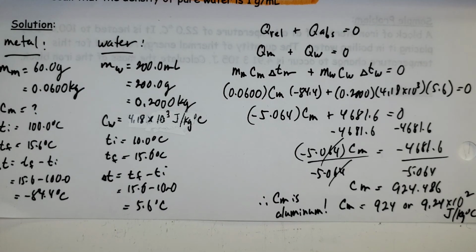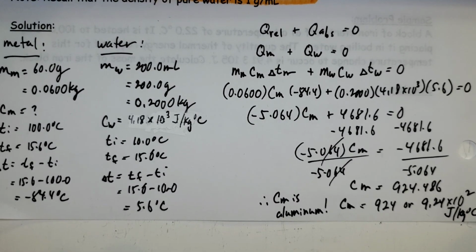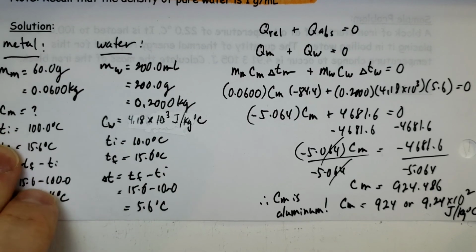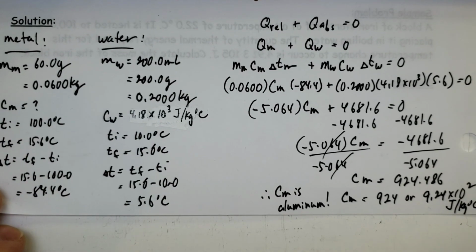All right, so that's how you do that. So what you may want to do is try the next one. There is a density part of that. You're going to have to convert milliliters into grams for water, but you should be able to do that. So go ahead, try that next one, and then come back, look at the next video.